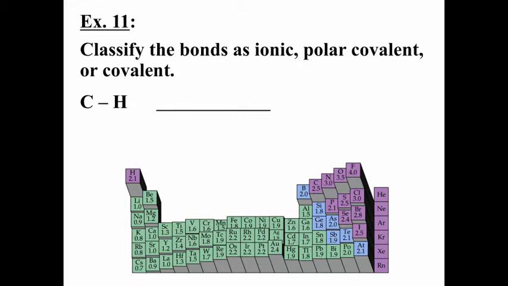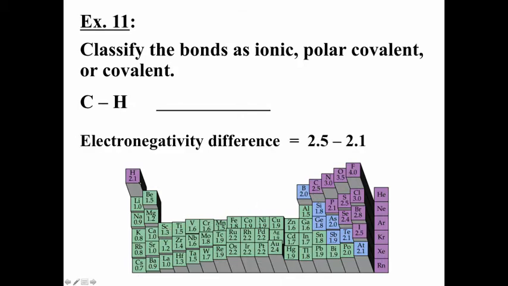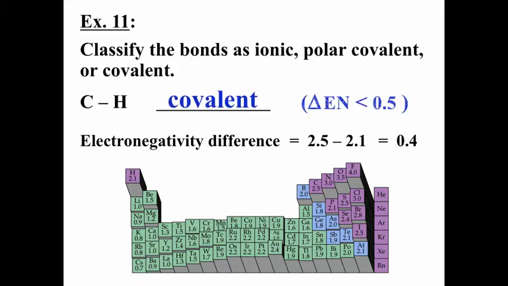Carbon-hydrogen, as another example. Carbon has an electronegativity of 2.5. Hydrogen is 2.1. The difference between those two is 0.4. And 0.4 is a small difference, less than 0.5. We typically just consider that covalent. Too little polarity to count as polar. And so this is going to be a covalent bond.